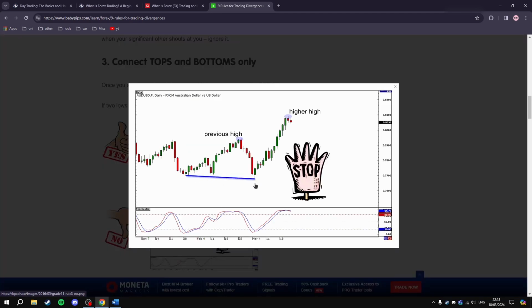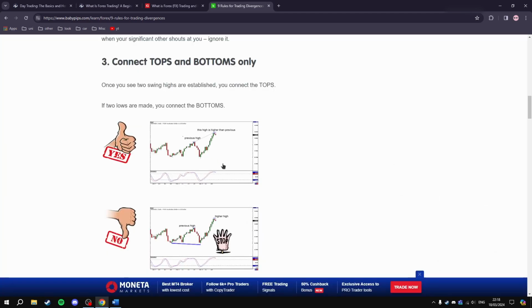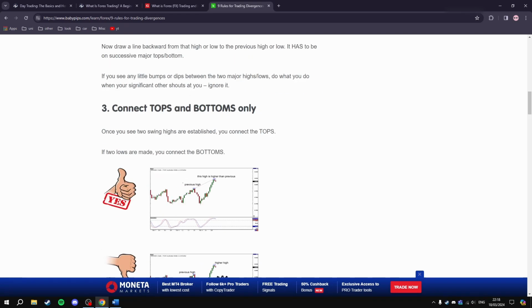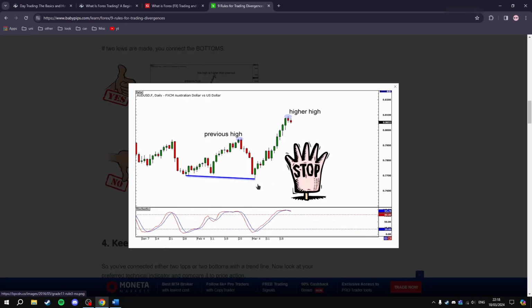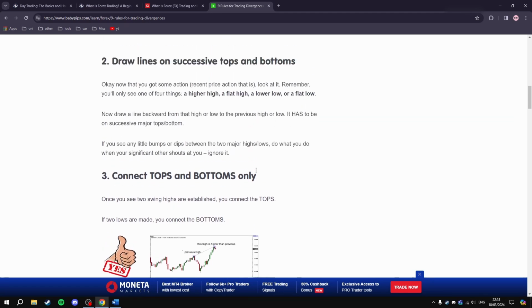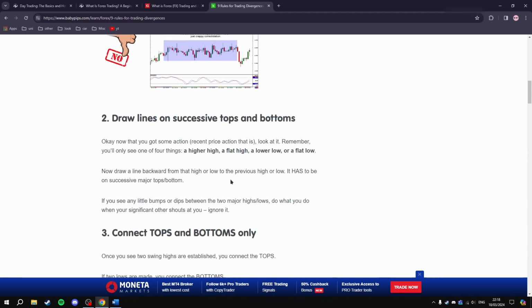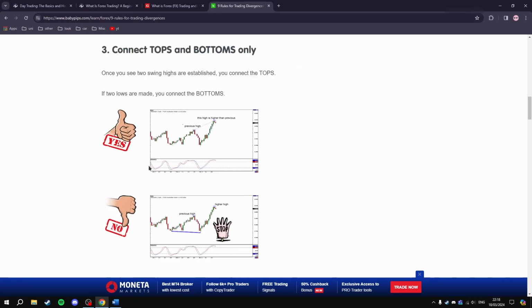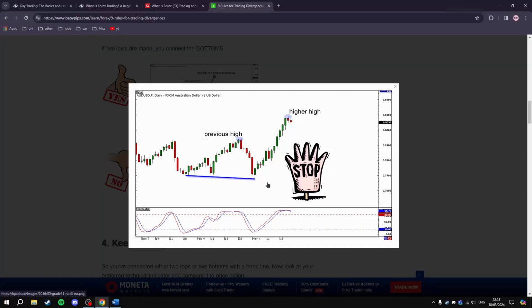Why wouldn't you do this one here? Because surely that's a lower low as well. So from here to here, that's a lower low, right? Oh, it has to be successive, so it must be the previous one, not this one, because this one's previous one would be that one, not that one, right? I think that's what it means.